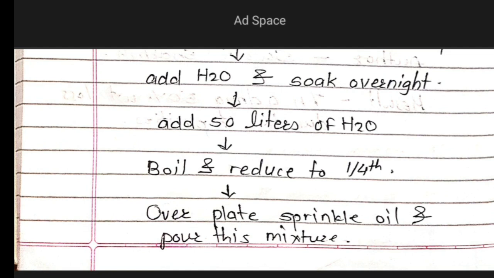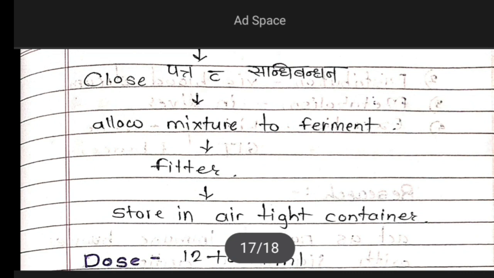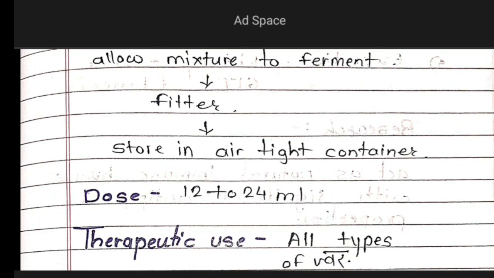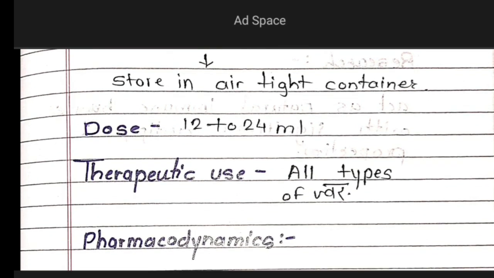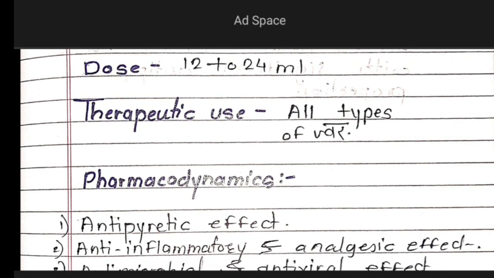Over the plate, sprinkle some oil and then pour this mixture. Close the patra, that plate, with sandhi bandhana. Allow the mixture to ferment, then filter and store in an airtight container. Dose is 12 to 24 ml. Therapeutic use: all types of Jwara.